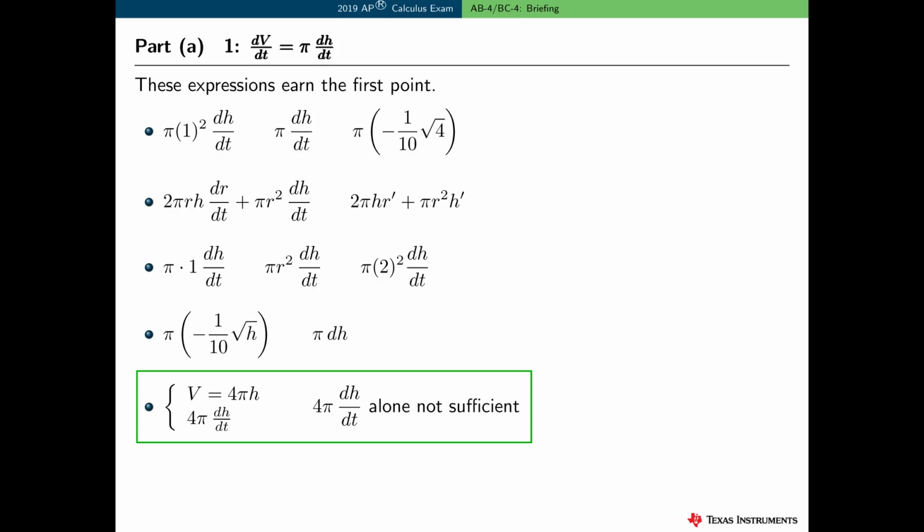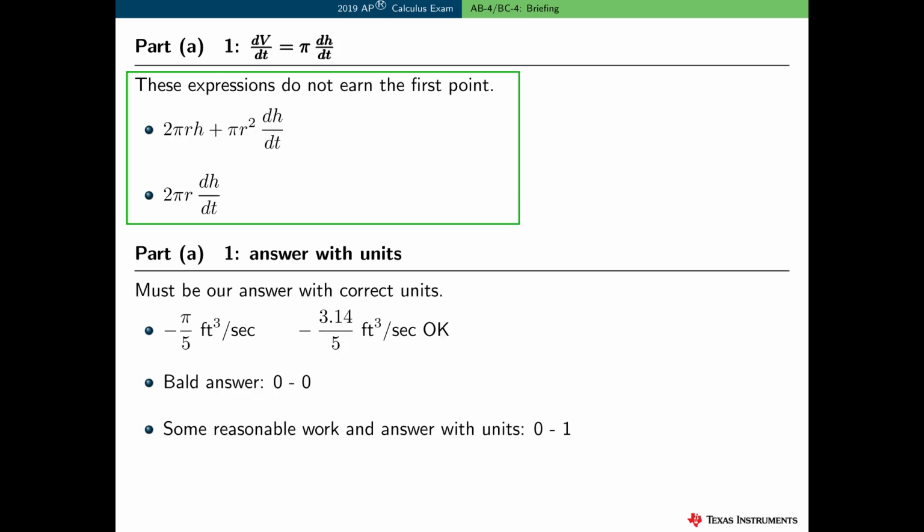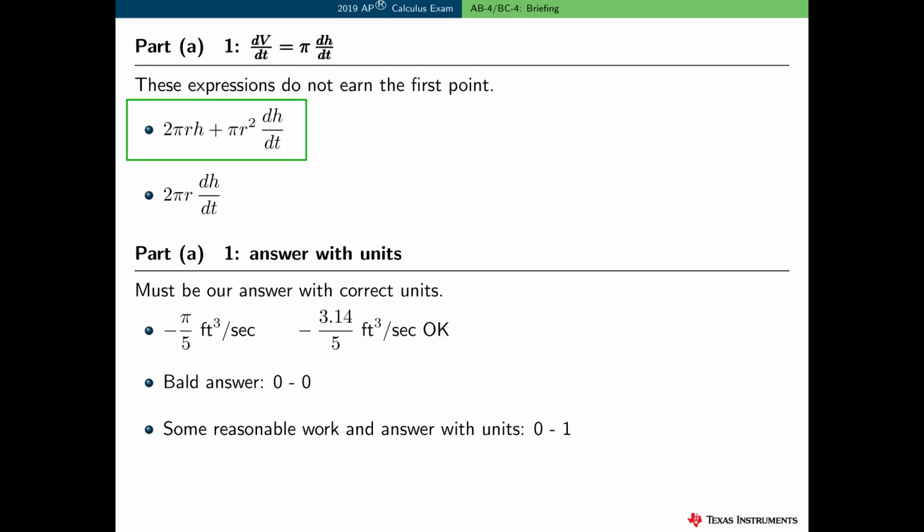But this second response alone does not, because we don't know where the 4 comes from. It could be from the derivative of r squared. In Part A, these two expressions do not earn the first point. In this response, there is no evidence of the derivative of r with respect to t. And here, we believe the student took the derivative of r and h simultaneously.